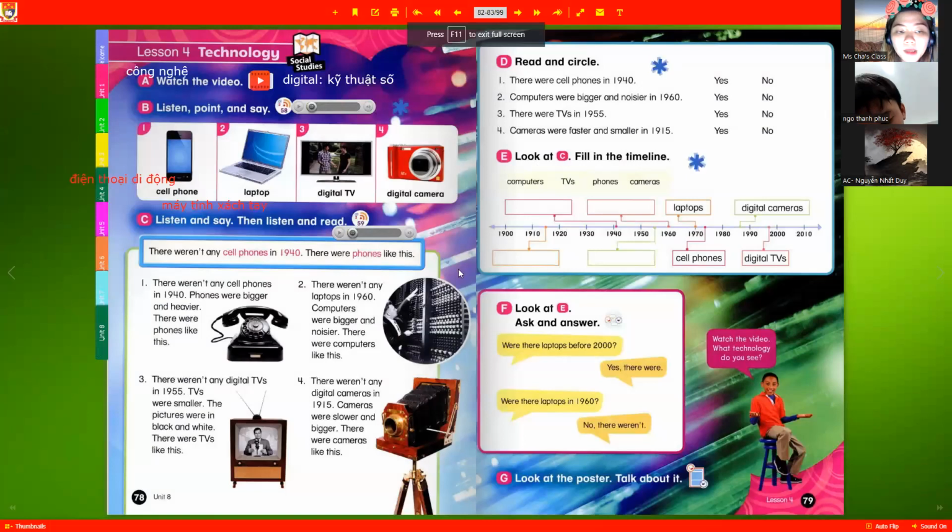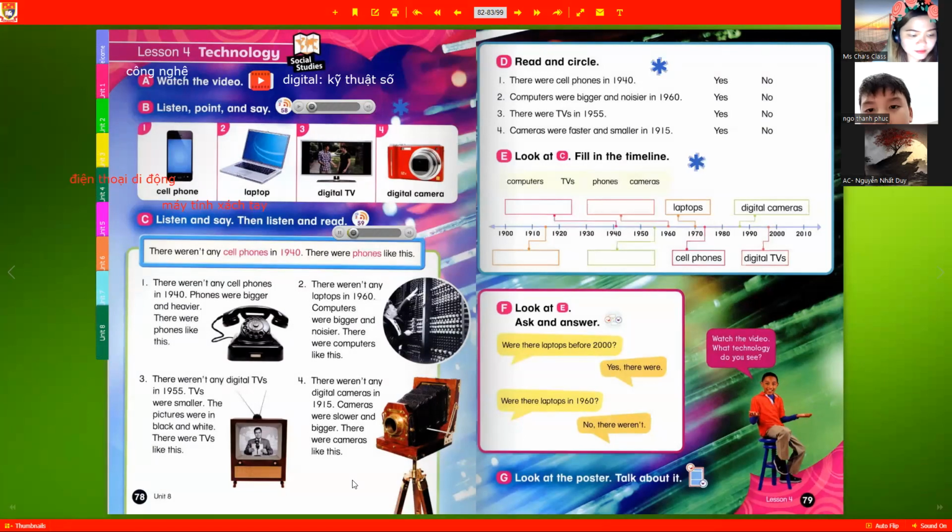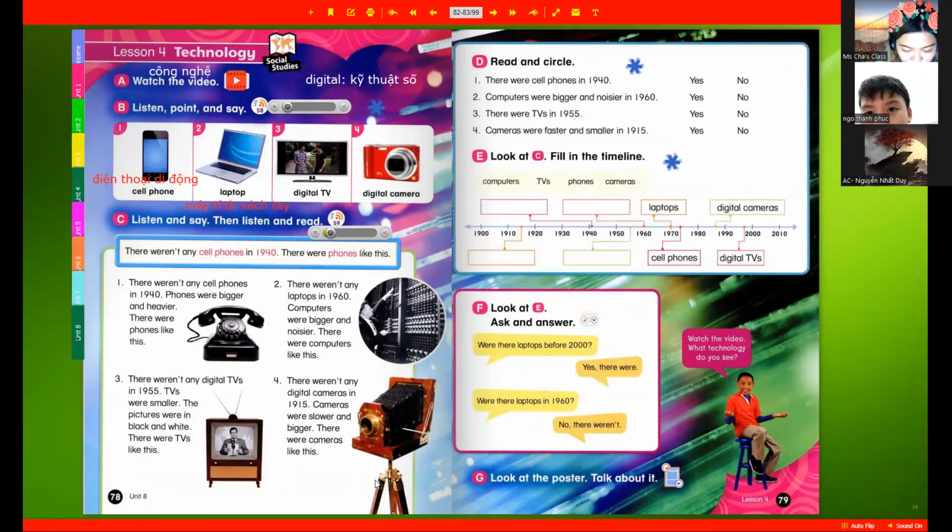All right. So now that we were able to watch it, how about if we're going to listen? So we are going to listen into it. And then after that, I want you to read it for teacher. Okay. Are you ready to listen? Ready? All right. Yes. 78. C. Listen and say. Then listen and read.